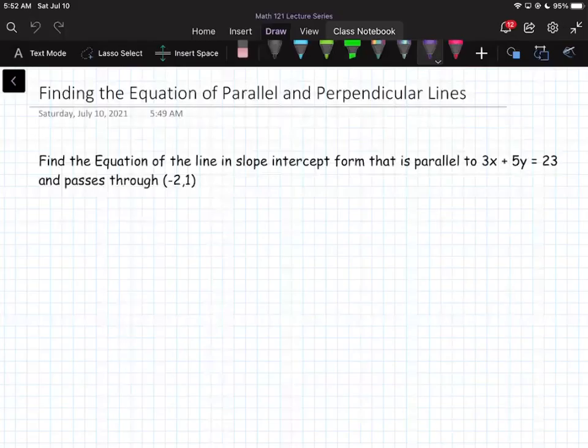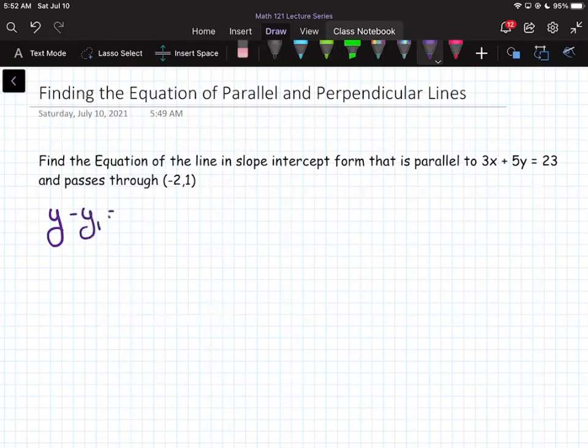In our previous video, we looked at how to find the equation of perpendicular and parallel lines to both horizontal and vertical lines. But in this video, we're going to get a little more complicated and find the equation parallel and perpendicular to lines that are not horizontal and vertical. We follow the same 4 steps we've discussed in previous videos. And in this case, we still begin with point slope form.